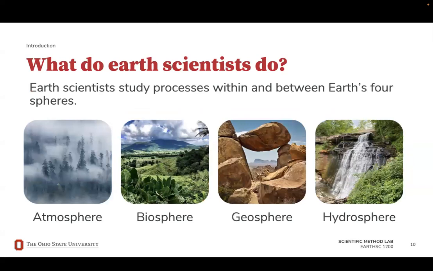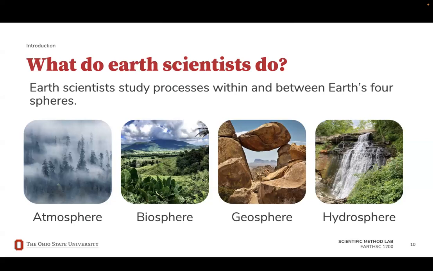Earth scientists study processes and interactions within and across our planet's four major spheres: the atmosphere, the biosphere, the hydrosphere, and the geosphere. The atmosphere involves the gaseous envelope surrounding Earth. Earth scientists in this field might study weather patterns, climate, or air quality. The biosphere involves all living things on Earth. Earth scientists in this field might study habitats, biodiversity, or environmental health.